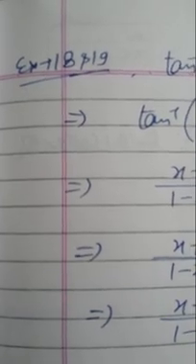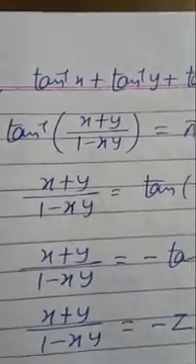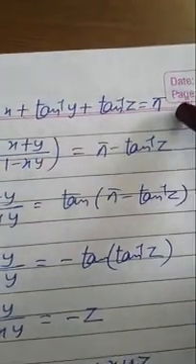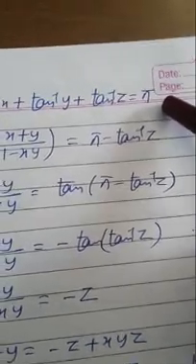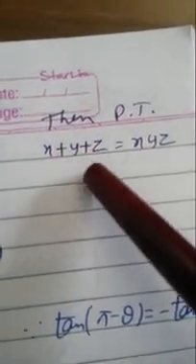Now we move on to the next question, but these are examples. Two examples, example 18, example 19. This is a very important question for your final examination, and the question is: tan inverse x plus tan inverse y plus tan inverse z is equal to pi. Then prove that x plus y plus z is equal to xyz. This we have to prove.